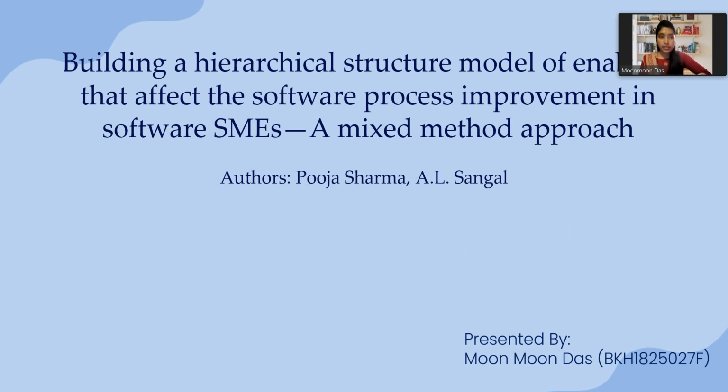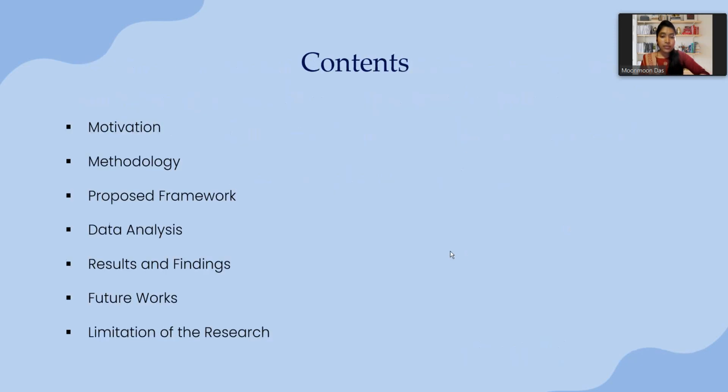Today I am going to present a research paper entitled "Building a Hierarchical Structure Model of Enablers that Affect the Software Process Improvement in Software SMEs: A Mixed Method Approach" by Pooja Sharma and A.L. Sangal. Here is the content that I will discuss in this presentation.